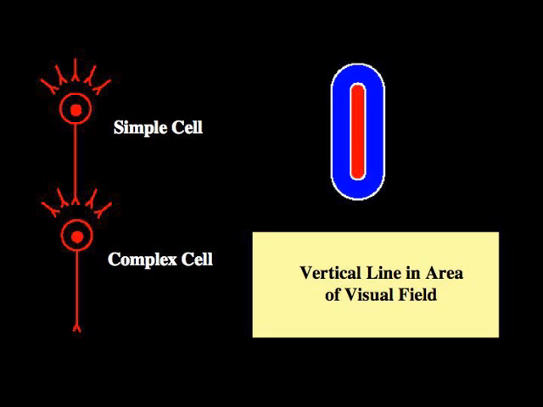So the concentric cell says, I see an area of light contrast here. The simple cell says, I see the summation of various light contrasts. It's a line in this orientation. And the complex cell says, hey, somewhere in this block of visual field, there's a line going that way.